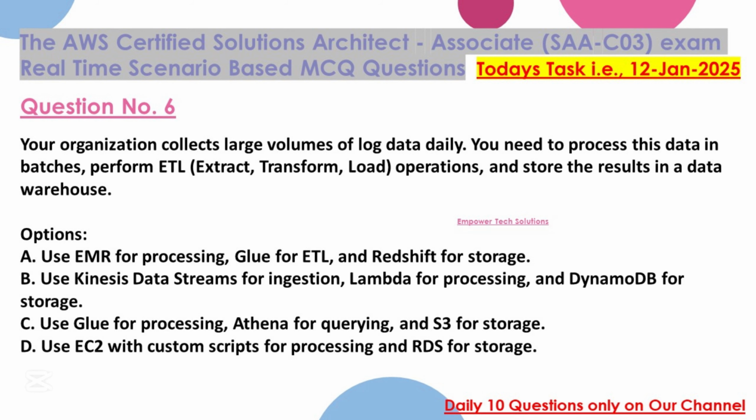Your organization collects large volumes of log data daily. You need to process this data in batches, perform ETL (extract, transform, load) operations, and store the results in a data warehouse. Options: A. Use EMR for processing, Glue for ETL, and Redshift for storage. B. Use Kinesis Data Streams for ingestion, Lambda for processing, and DynamoDB for storage. C. Use Glue for processing, Athena for querying, and S3 for storage. D. Use EC2 with custom scripts for processing and RDS for storage.